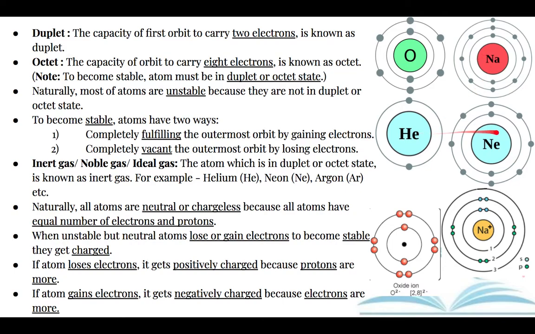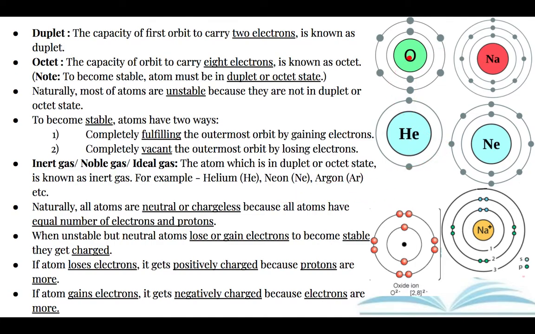Same case with helium and neon also. Helium has 2 protons and 2 electrons, so they cancel each other's strength. Neon has 10 protons and 10 electrons, so they cancel each other's strength. So in this way almost all the natural atoms are neutral in charge because they have an equal number of protons and electrons.